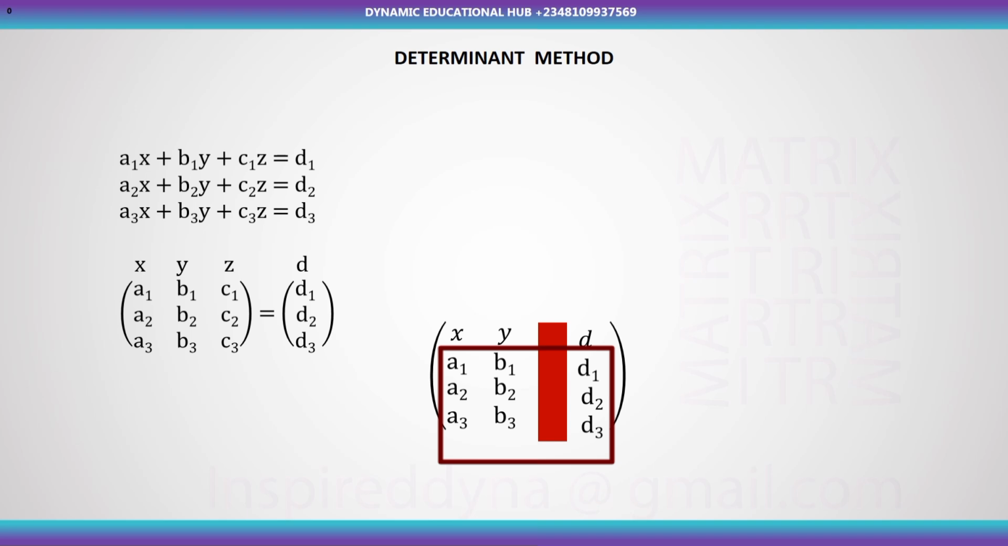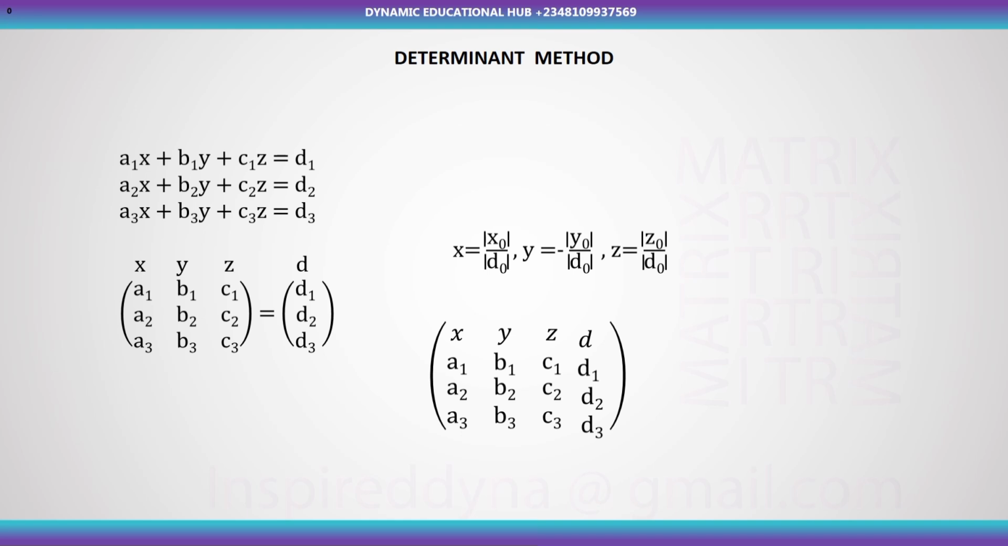Now after we found the determinants, if we apply the same method that we've done for two sets of linear equations, we'll still get the same thing, which means that X will give us X naught determinant over D naught determinant, and Y will be minus Y naught determinant over D naught determinant, and Z will also be what? Z naught determinant over D naught determinant. This is how to find the unknown constants in a set of linear equations for 3 by 3.